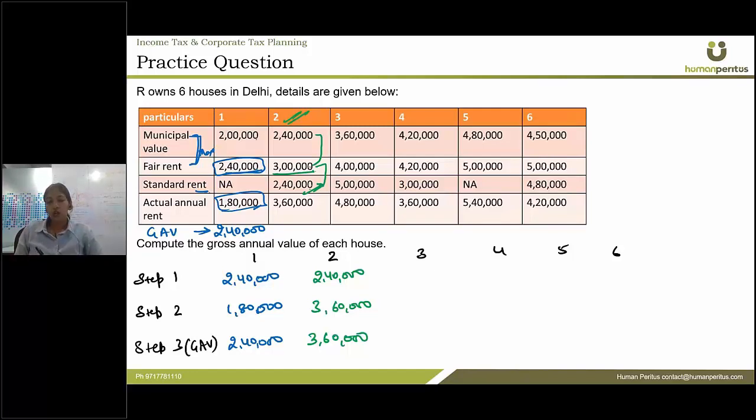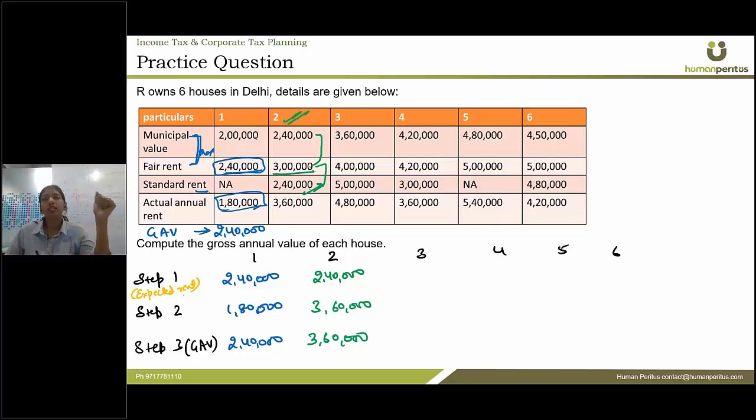Okay. Now in the third case, what would be our expected rent? Step 1 is expected rent. So what is our expected rent in the third case? No, Sabiha, it is not 5 lakh.